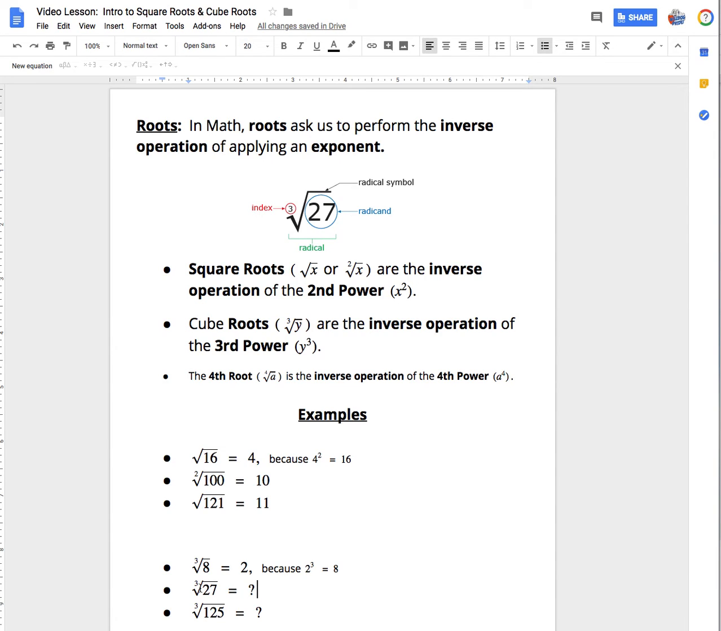Welcome back. Hopefully you found that the cube root, or the third root of 27, is equal to 3, because if I did 3 times 3, that's 9, and 9 times the final 3 gives me 27. The cube root of 125, hopefully you found that's 5, because 5 raised to the third power, 5 times 5 is 25, 25 times 5 gives us 125.